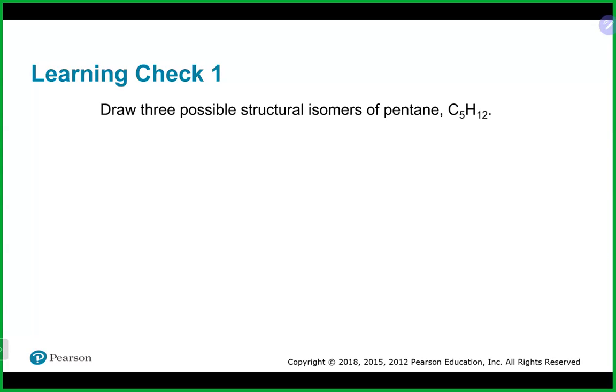You could do condensed formula. So we're looking for 3 structures that are different things that still have 5 carbons and 12 hydrogens. So take a few moments there and see what you come up with. And then once you feel like you've drawn those things, let's name them to make sure. I'll give you a hint. The first one is just like straight across. It's 5 in a row.